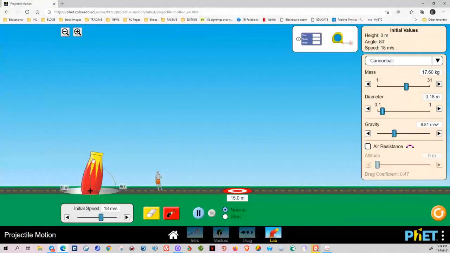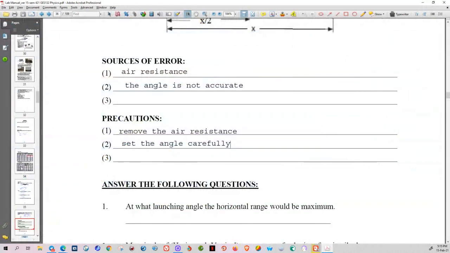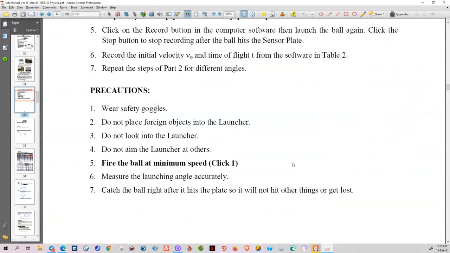Of course. So let's say you are firing at 60 degrees. If we make the angle not accurate, let's make it 59 degrees, you can see that it has a different effect, a different range, and a different height, okay? What else is a source of error and precaution? We can review in the book some of the sources of error and precaution.